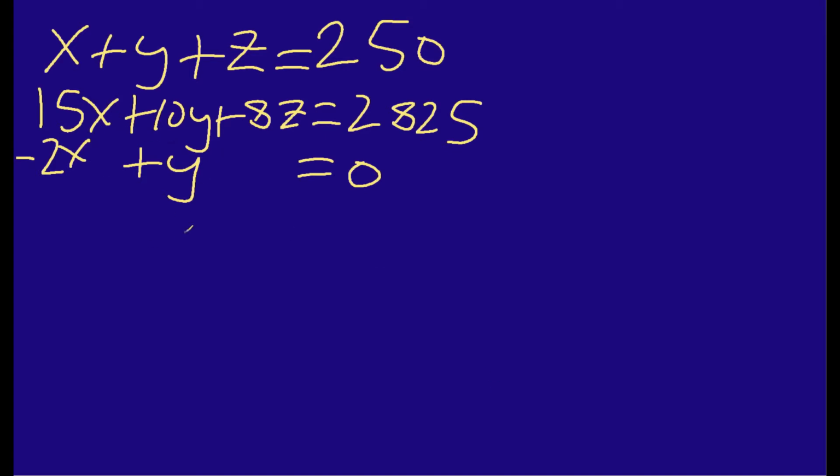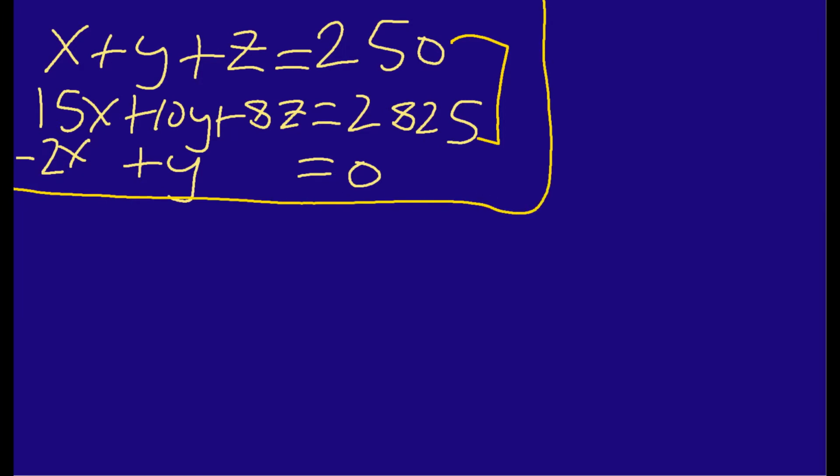Now, the first thing I want to do is I'm going to work with the first two equations. So let's see here. I'm going to work with the x plus y plus z equals 250, and I'm going to work with the 15x plus 10y plus 8z. So let me go ahead and zone that off for you. Make it a little bit easier to see. And so what do I need to do? Well, I want to multiply the top one by negative 8. If I multiply this top equation by negative 8, I can cancel out the z's. That's going to be my first goal.